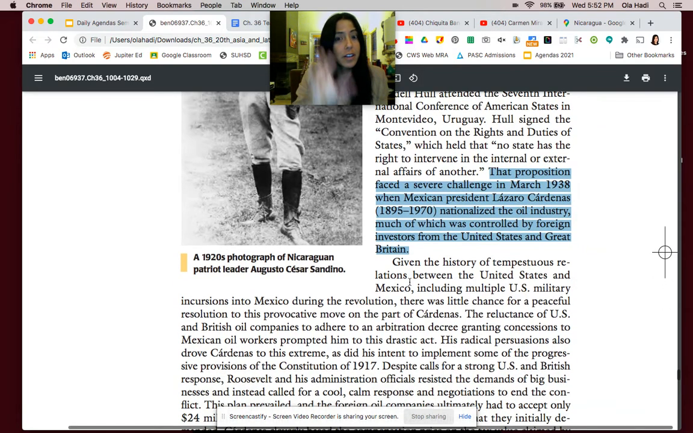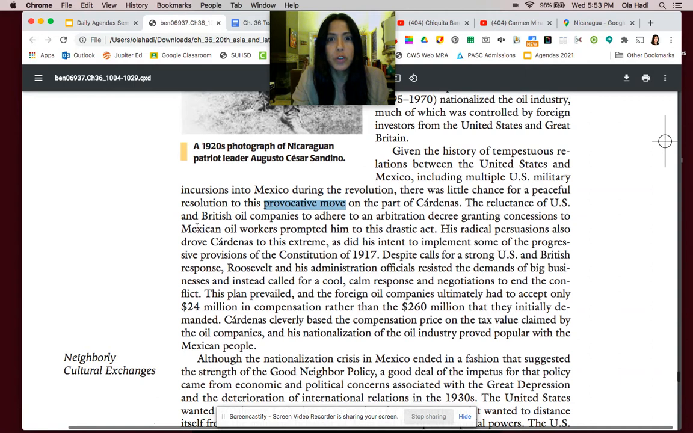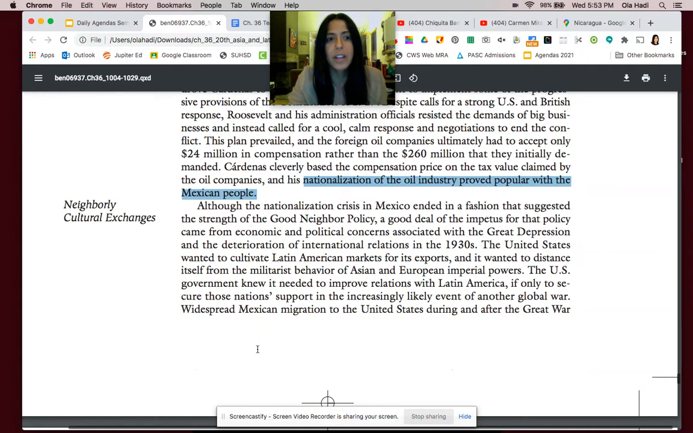But because of the historical context and the fear of a potentially coming Second World War, the U.S. is not going to go to war, even with this provocative move. So the U.S. and British oil companies that had their land taken had to eventually agree to take less in compensation for the land that was taken from them. Cardenas was pretty smart. He based the compensation that he gave to these companies on the amount of tax value that they had claimed. And of course, they had claimed less because they didn't want to pay a lot of taxes. This ends up being a really important move with the Mexican people. It makes Cardenas more popular in his country.